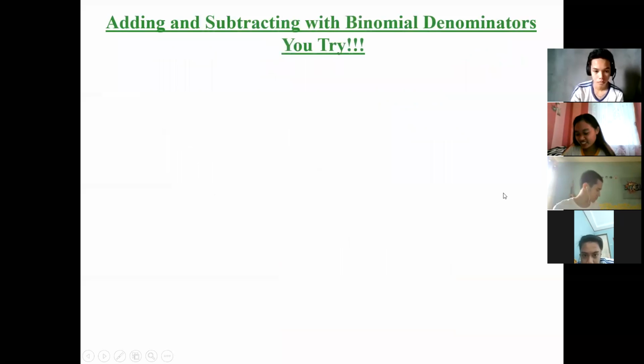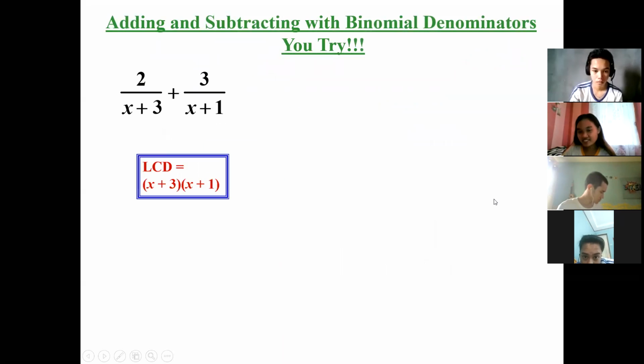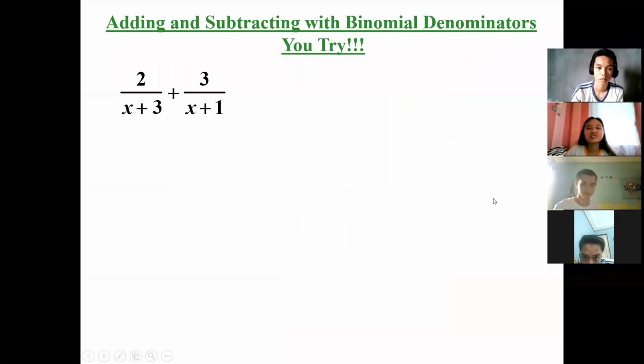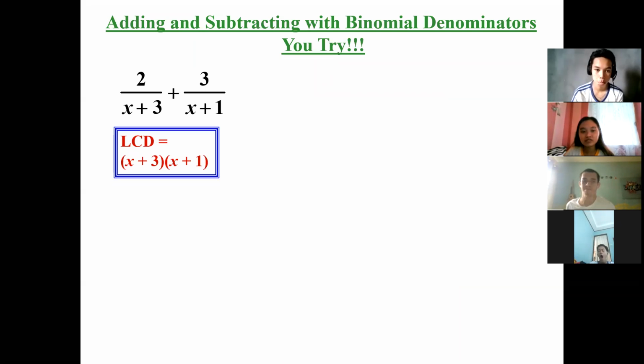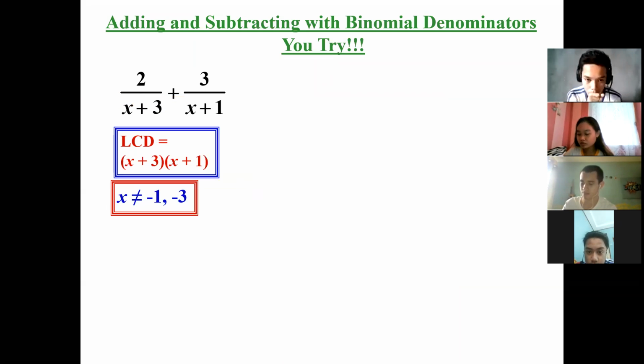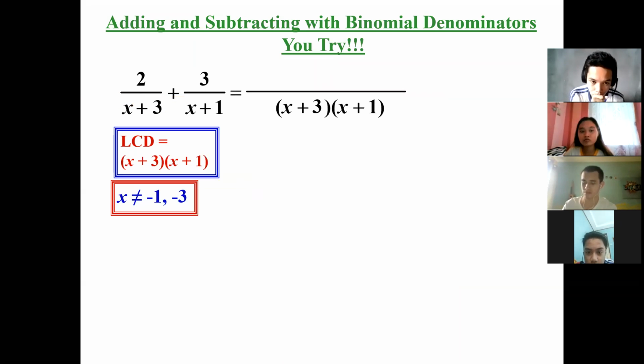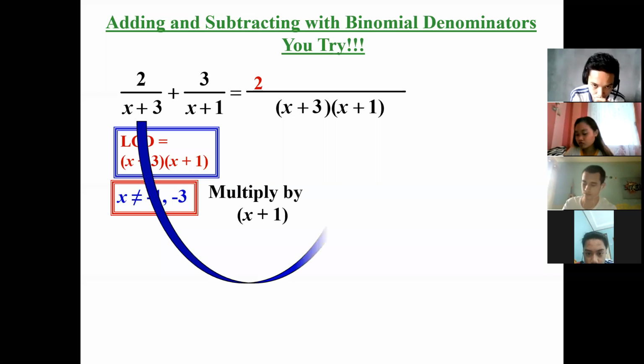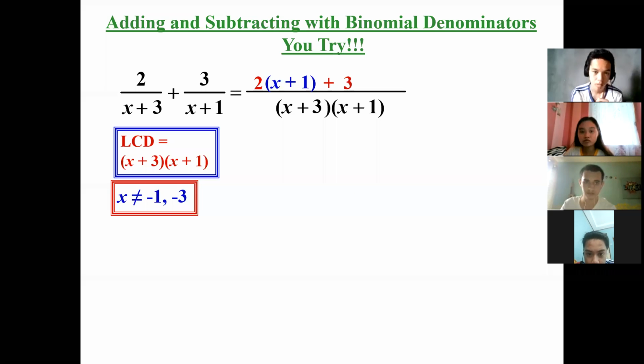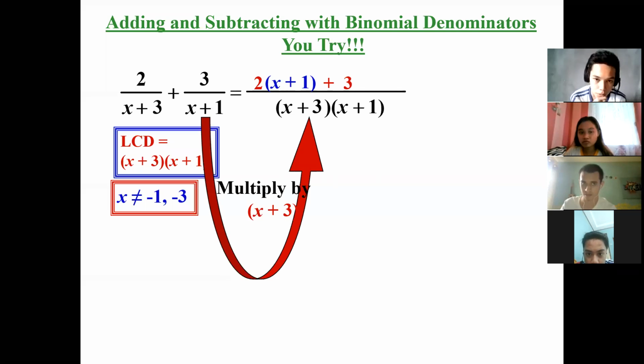We have here another example, class. So we have x plus 3 and x minus 1, x plus 1 is your denominator. So our LCD here would be x plus 3 and x plus 1. The operation is addition, so no need to worry about the parentheses. So our solution then will end up with this one: 2 times x plus 1 and 3 times x plus 3.